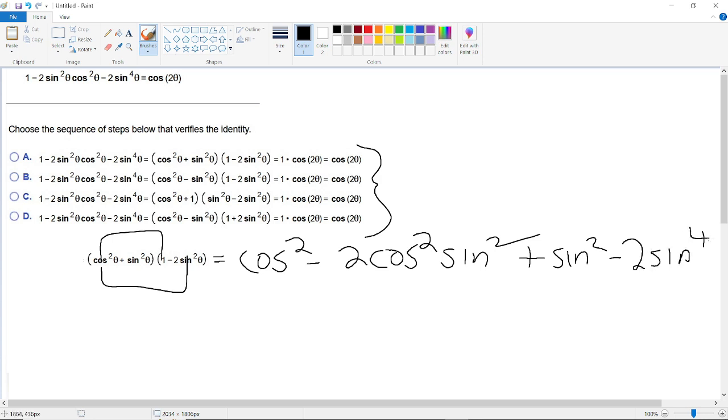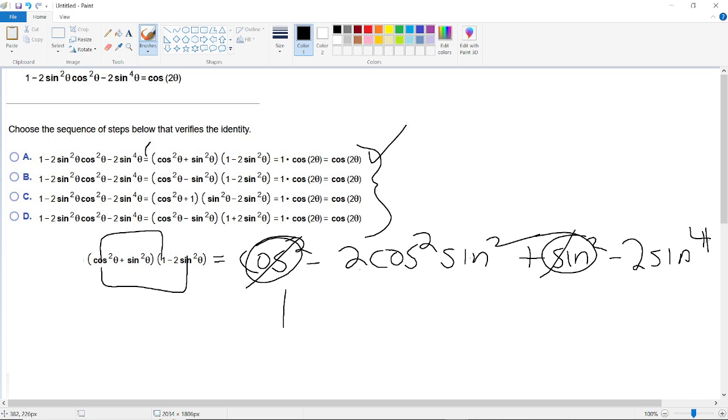And let's check it out. That is, in fact, 1. Cosine squared plus sine squared is 1. So that's 1 minus 2 cosine squared sine squared, or sine squared cosine squared, you can put them in whatever order you want, minus 2 sine to the 4th. So A works. That's very simple. And then that equals cosine squared plus sine squared equals 1, and then 1 minus 2 sine squared theta is cosine 2 theta. So that works. But we could just check the foiling.